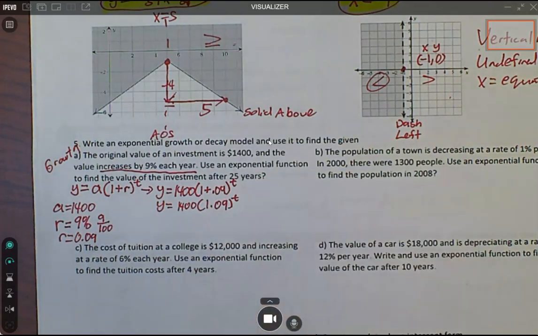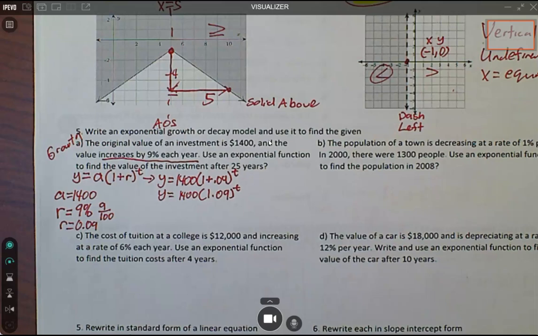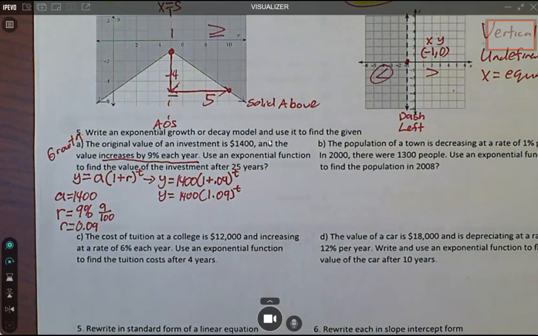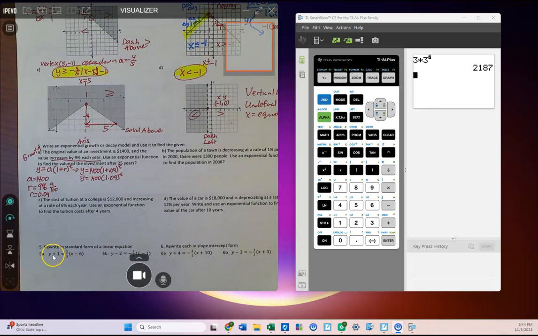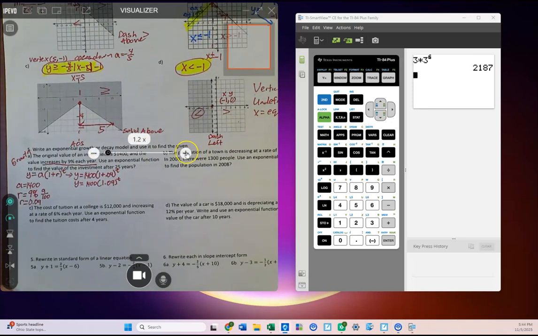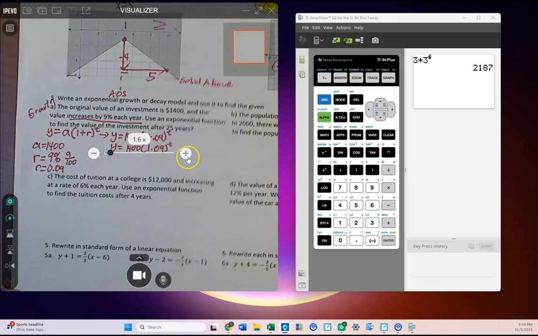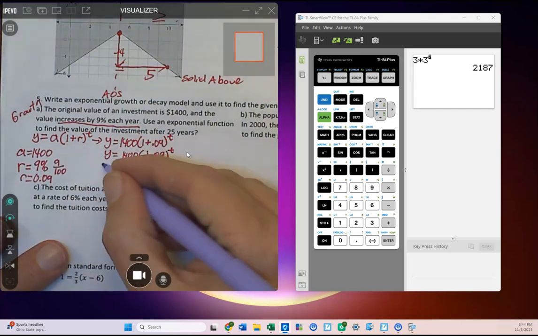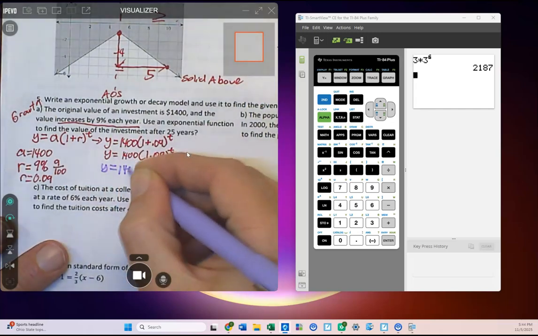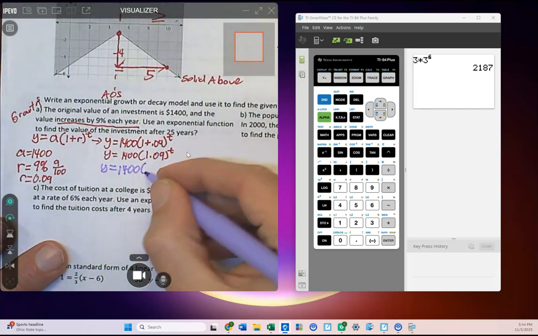The growth factor is bigger than 1, so that's what makes it a growth. Now, let me pause it and get the calculator up. Okay, so let me zoom in. Now it says use your exponential function to find out how much would be in your account after 25 years.